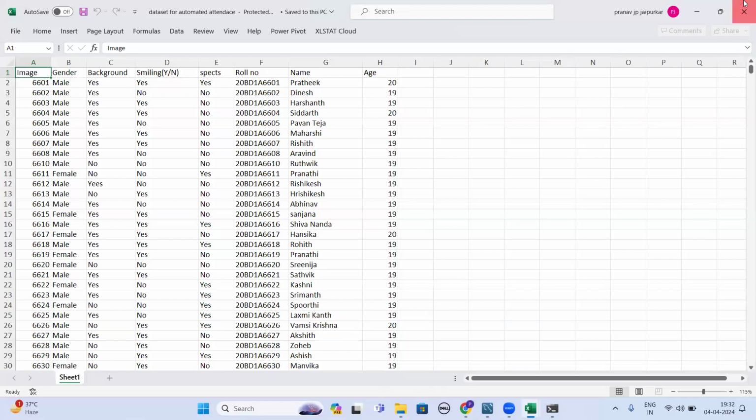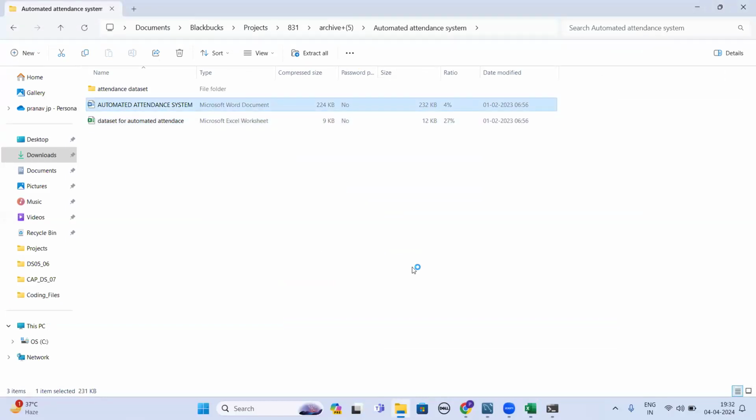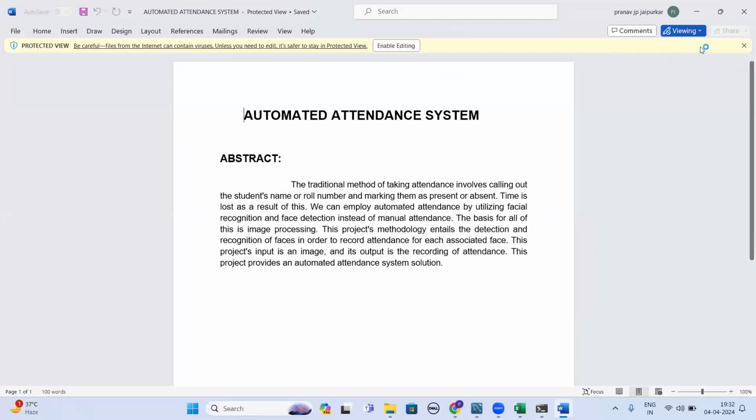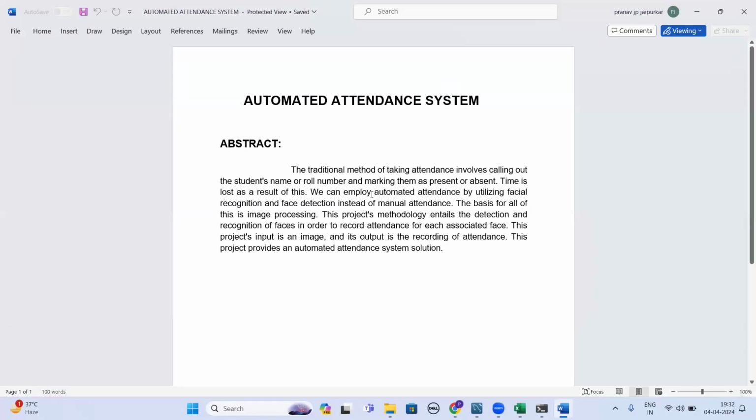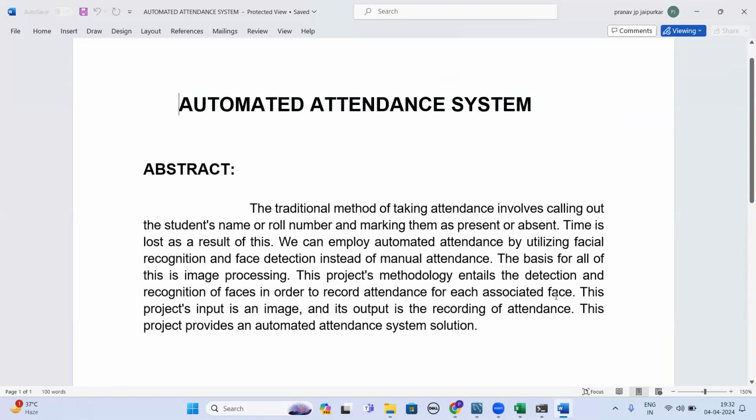And after this is done, there is the automated attendance system over here. So this is the abstract. The traditional method involves calling out the roll number. There is the proxy issue and everything. So to handle that, this problem is present here. So take your time, go through this and let me know if I can help you with anything over here.